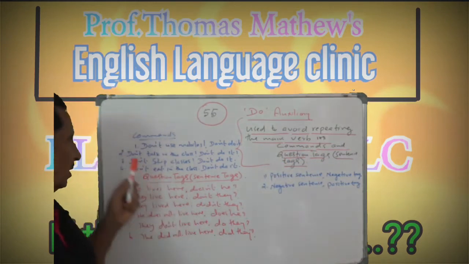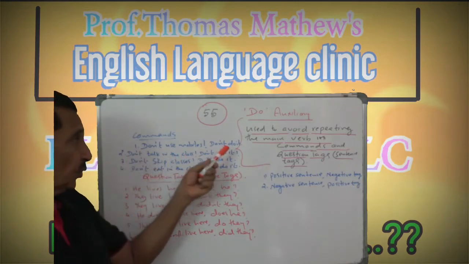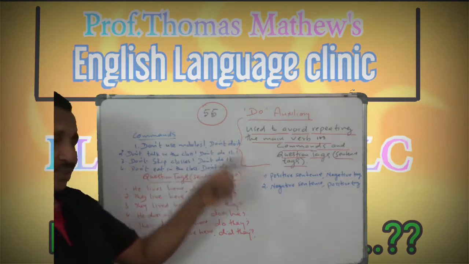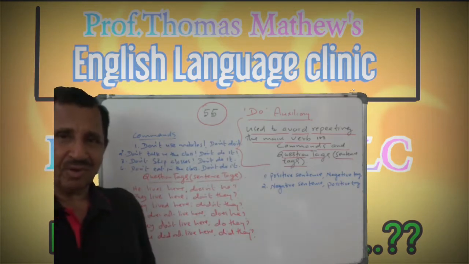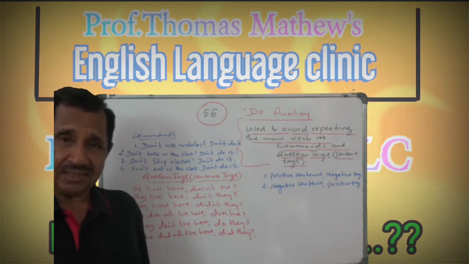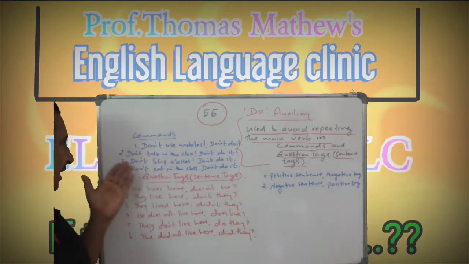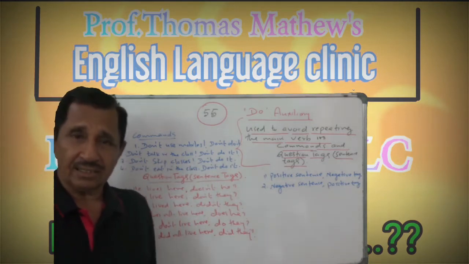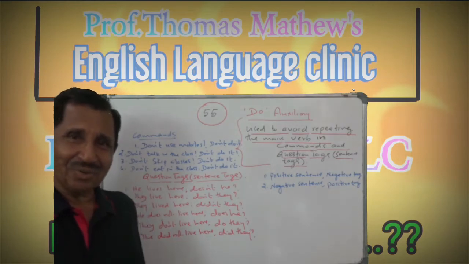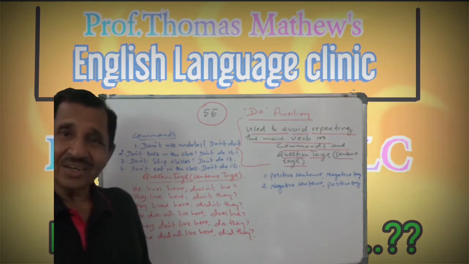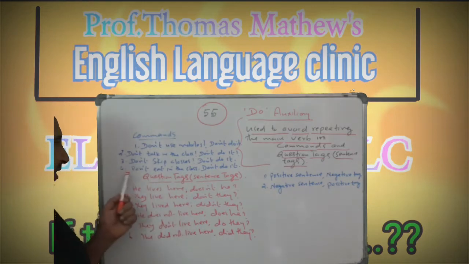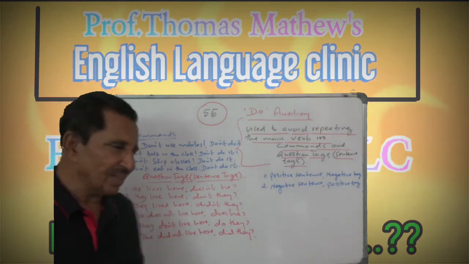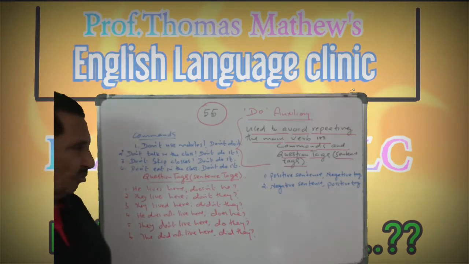As you can see here, don't use mobiles, don't do it. So we don't say "don't use mobiles, don't use it." That would be repeating the main verb. To avoid repeating the main verb in commands, you can use do. Don't talk in the class, don't do it. Then the third one, don't skip classes, don't do it. Again, don't eat in the class, don't do it.